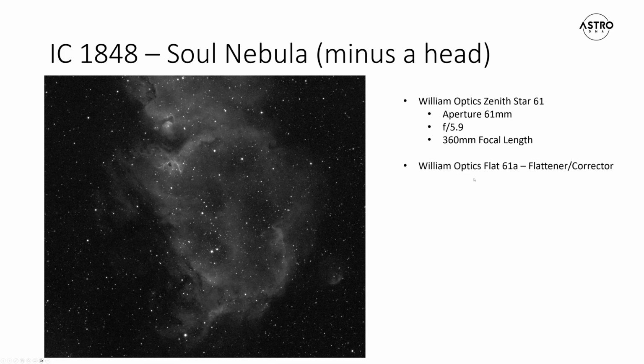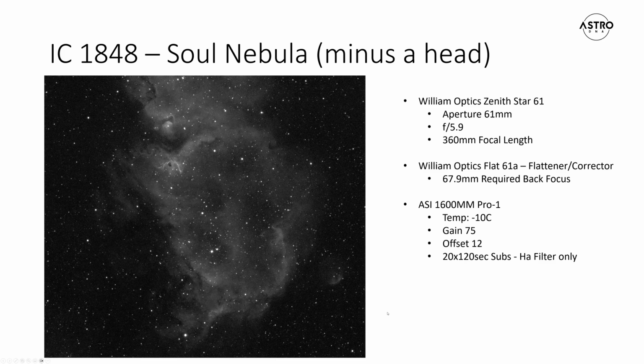And I do use the Flat61A, which I think does an excellent job of correcting curvature and coma. There's almost none here anyway. The back focus was 67.9, as we discussed. The camera I'm using is the ASI1600 Pro, at negative 10 degrees Celsius, a gain of 75, offset of 12. I think that works out fairly well for me on this target. This is a stack of 20 by 2-minute exposures. I've done much longer exposures, but I just wanted to try this setting out and see what it looked like with a short stack.